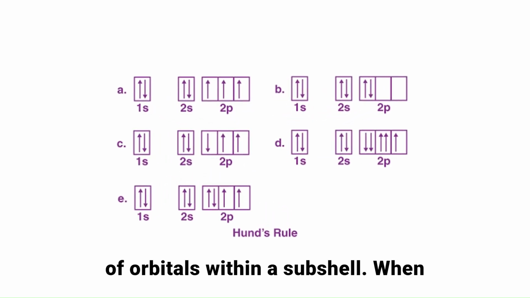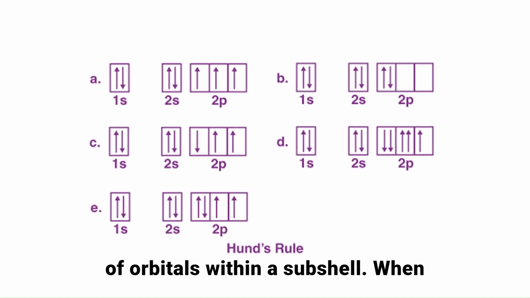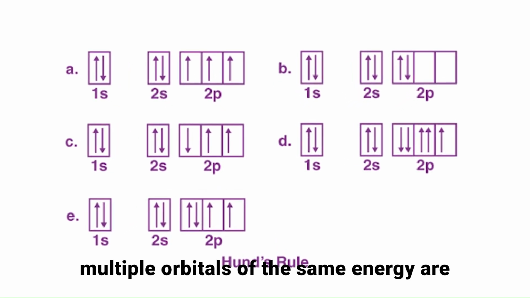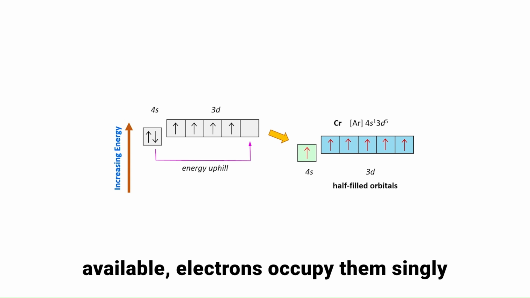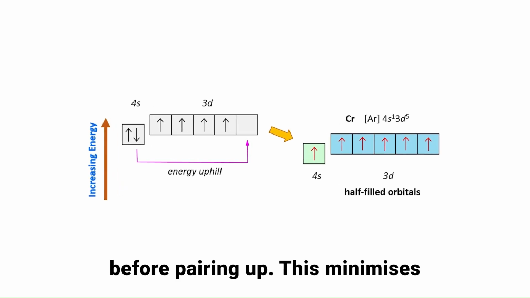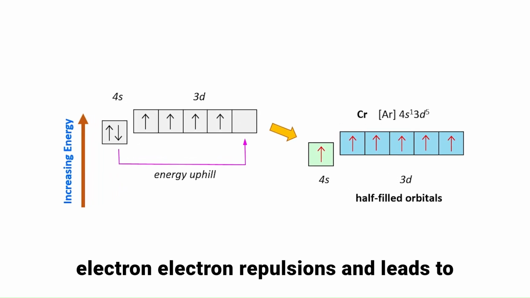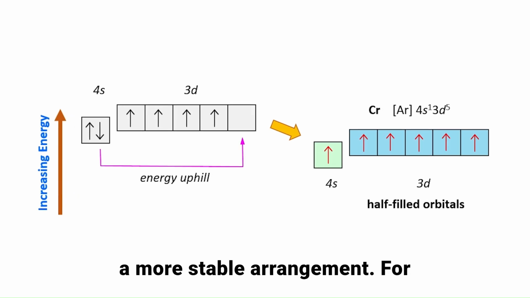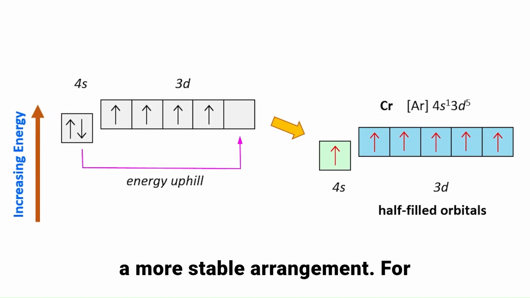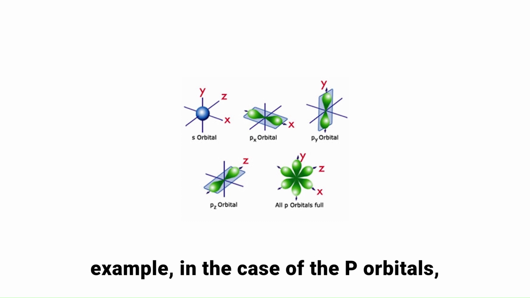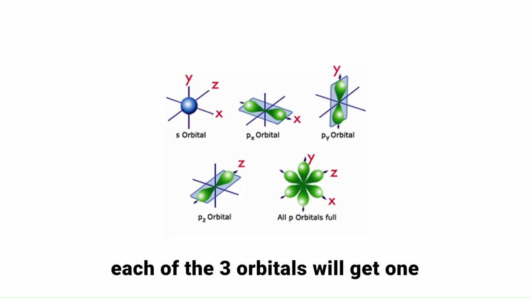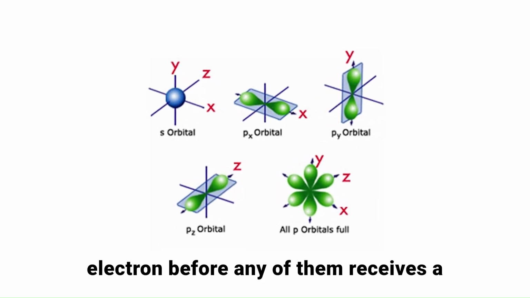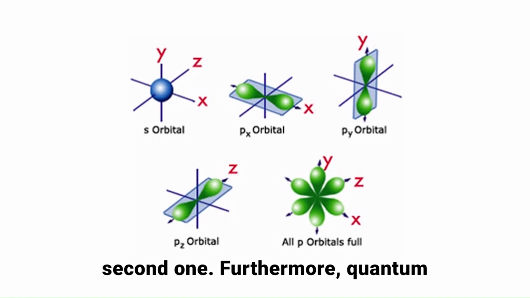Hund's rule governs the filling of orbitals within a subshell. When multiple orbitals of the same energy are available, electrons occupy them singly before pairing up. This minimizes electron-electron repulsions and leads to a more stable arrangement. For example, in the case of the p orbitals, each of the 3 orbitals will get 1 electron before any of them receives a second one.